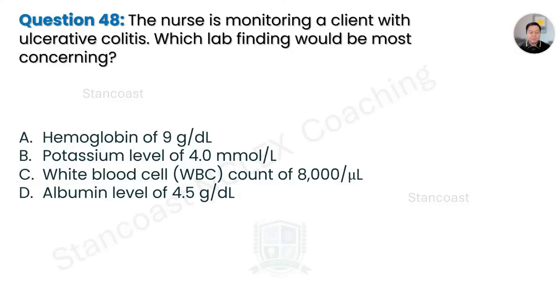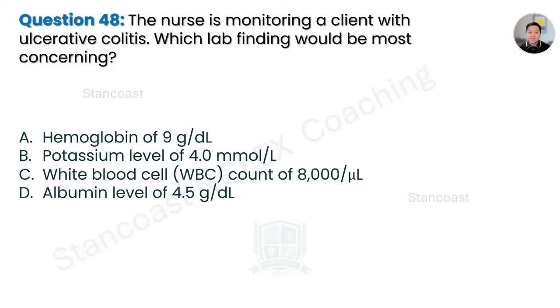A, hemoglobin of 9 grams per dl. B, potassium level of 4.0 milliosmoles per liter. C, white blood cell count of 8,000 microliter. D, albumin level of 4.5 grams per dl.